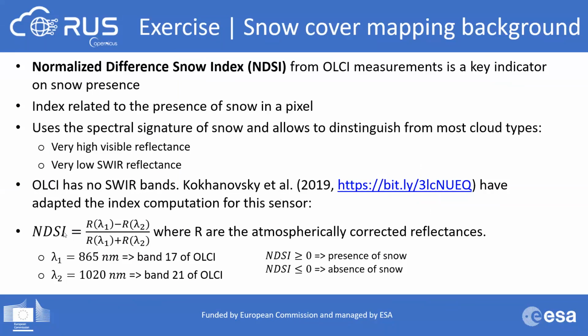So NDSI is a remote sensing index that uses the combination of two OLCI channels, channel 17 and channel 21. But be careful here, because to compute the NDSI, we need the atmospherically corrected reflectances. And remember, in the OLCI Level 1B products, we only find the top of atmosphere radiances. So we'll need to convert those radiances into reflectances and correct them for the atmospheric effects.